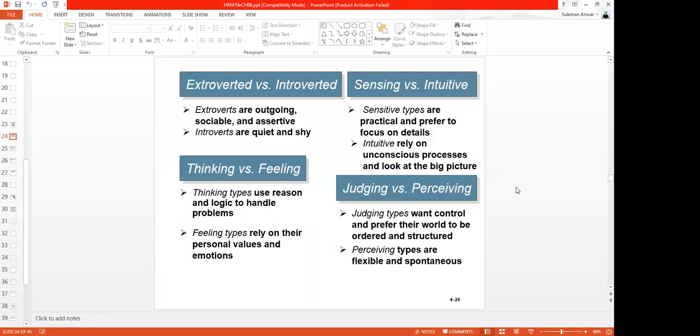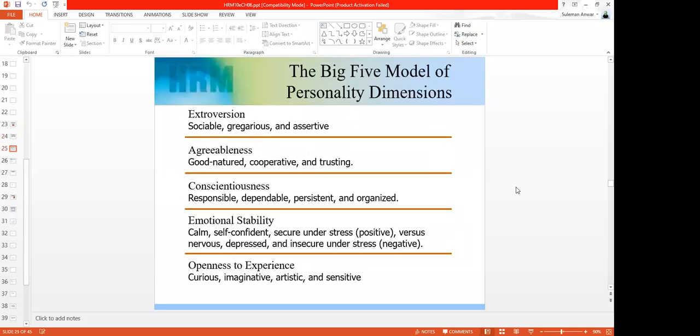Okay, so we have developed different combinations, and out of these 4 sets, we see which type of these factors anyone's personality is associated with. There is another very famous personality test known as Big 5. When we look at the Big 5 model of personality dimensions, it includes 5 basic dimensions.